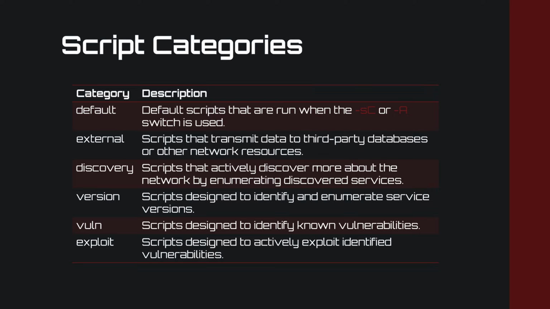This is exactly the same as the version detection switch we discussed in the previous video. And last but not least, we have vuln and exploit. The vuln category attempts to identify known vulnerabilities, and the exploit category attempts to actively exploit the identified vulnerabilities. Now, although these categories are really useful for when we might have a specific set of checks that we want to perform, we can also leverage scripts individually. To better understand how this is done, let's take a look at the practical implementation of Nmap's NSE.